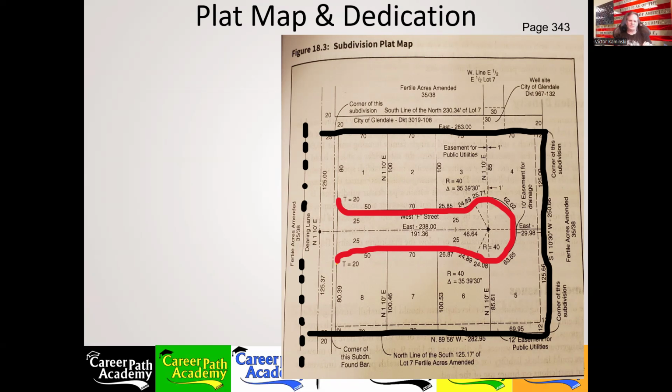What is dedication? When you give land to the government for a public use like streets, schools, and parks.